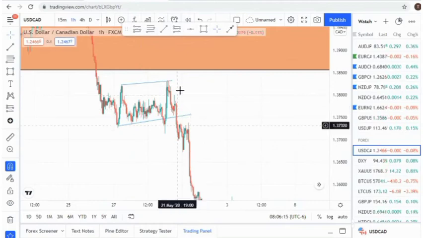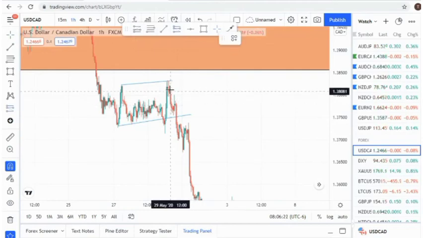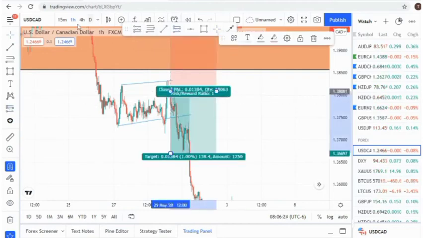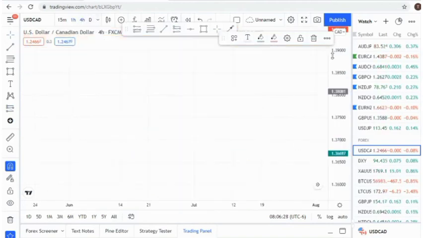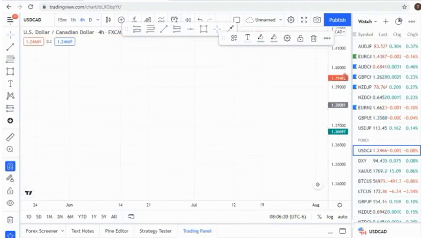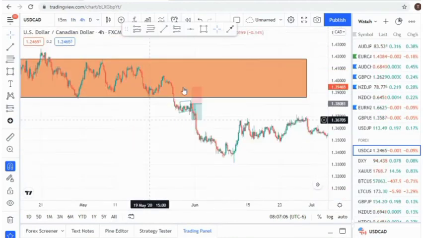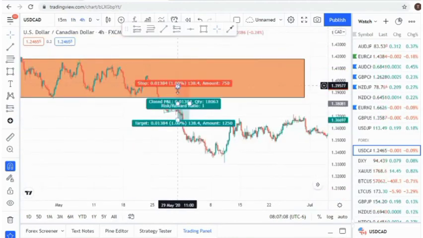So basically, I would have pictured my entry within here. On the retest here, I would have immediately hopped in, seeing those candlestick rejections and going for the proof, hopping in there on the 1 hour. So our stop loss is just going to be at the last low.